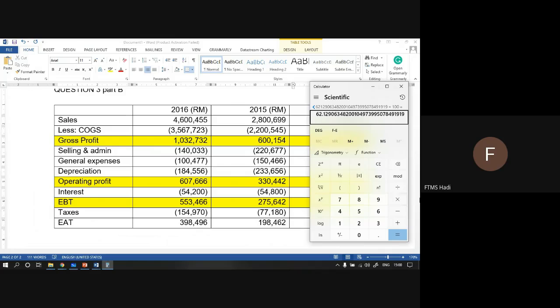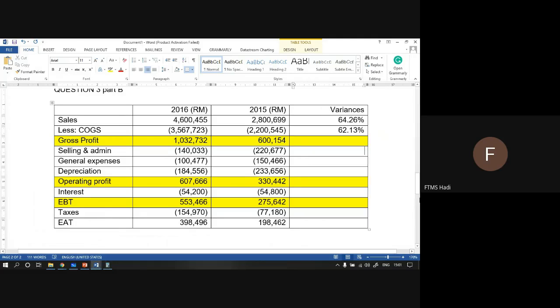The next is selling and admin, which is negative 140,033 minus negative 220,677, divided by negative 220,677, multiplied by 100, negative 36.54%, which is a massive drop.